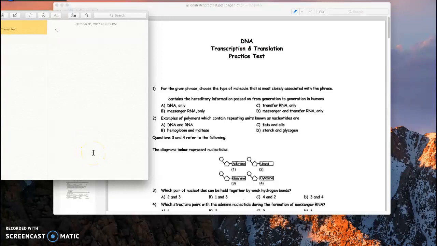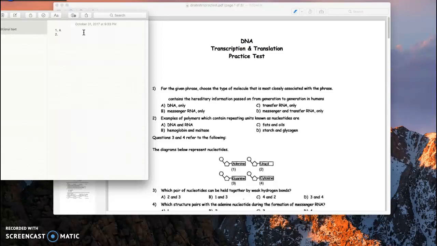So, number one, for the given phrase, choose the type of molecule that most closely is associated with the phrase: contains the hereditary information passed on from generation to generation in humans. This answer is going to be A. A is the genetic information that you use to pass between your parents and your offspring. You get your DNA from your parents.